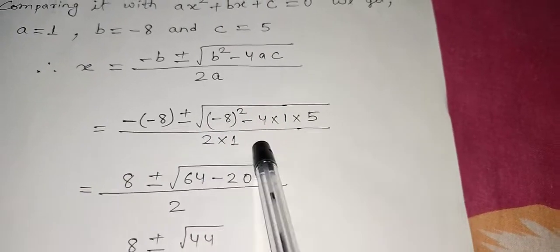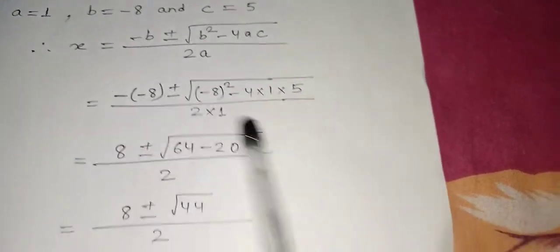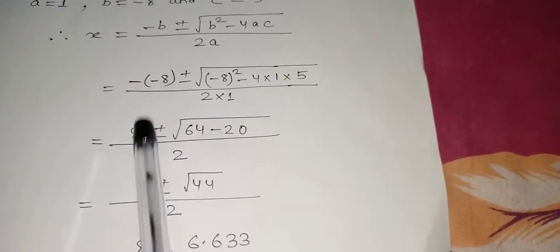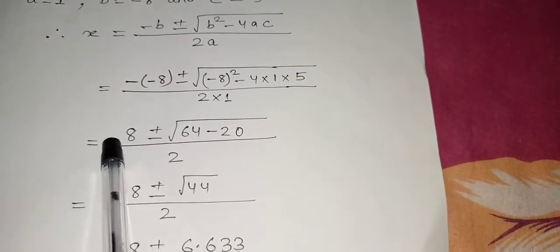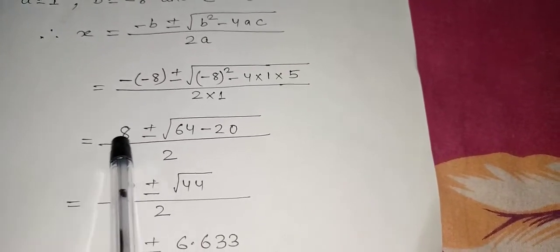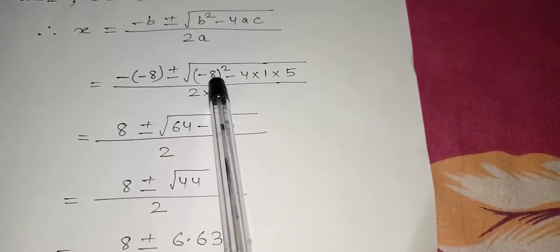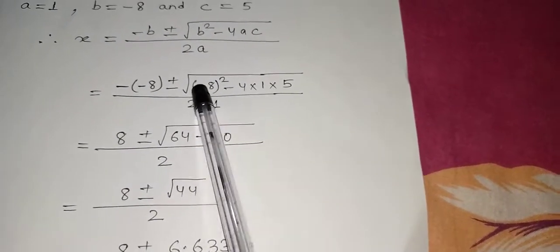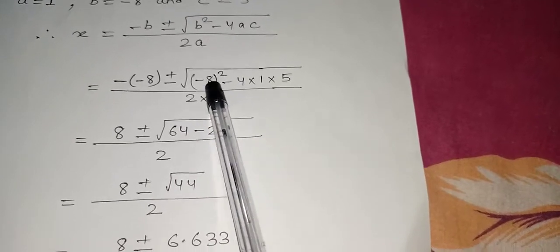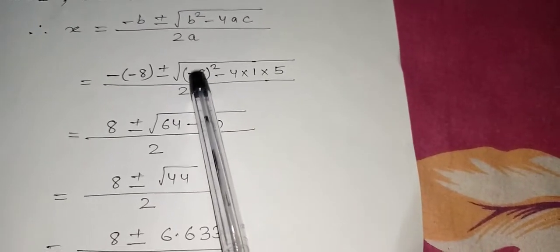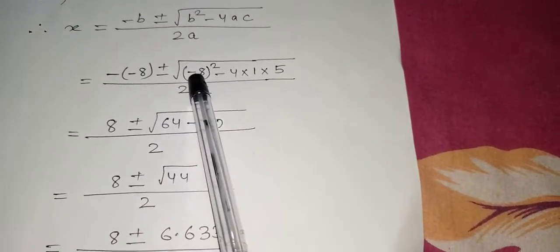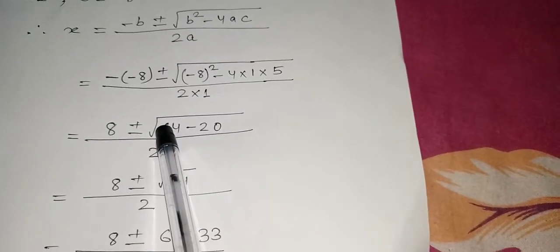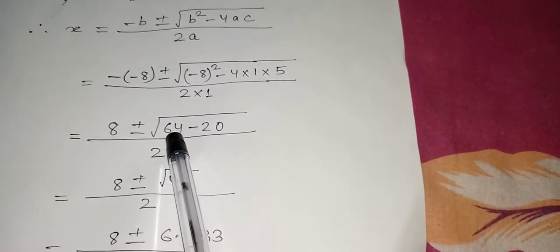2a means 2 into 1, value of a is 1. Now minus into minus becomes plus, so plus 8, in the first place we don't write plus, so 8 plus minus 8 square is 64. As you all know, minus 8 into 8 is 64, but minus into minus is plus. So minus square means it becomes plus, and 8 square becomes 64.